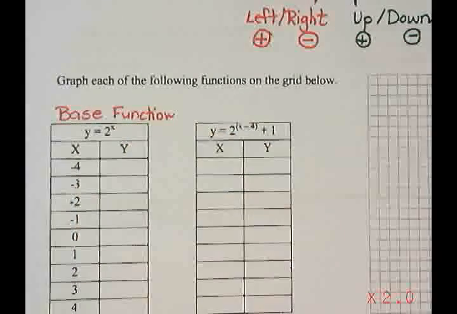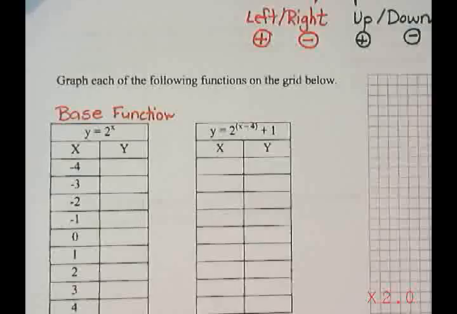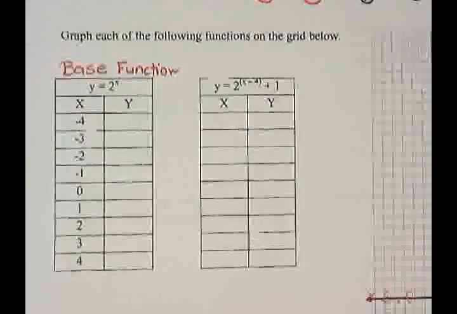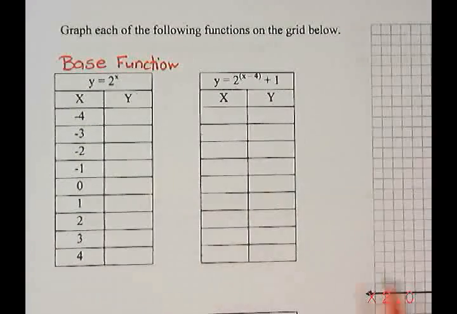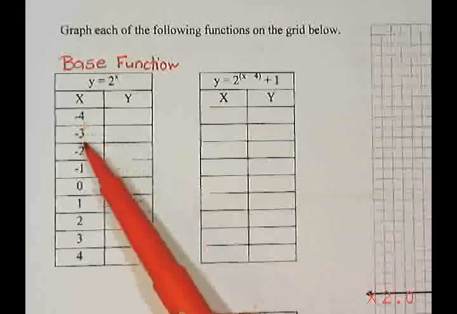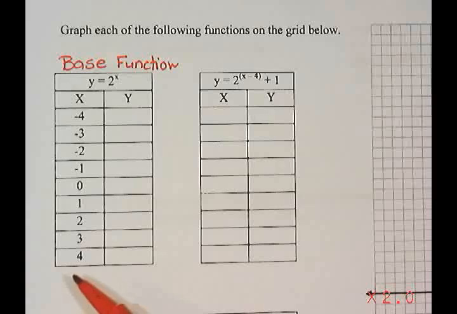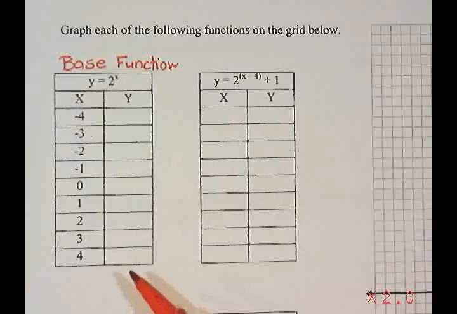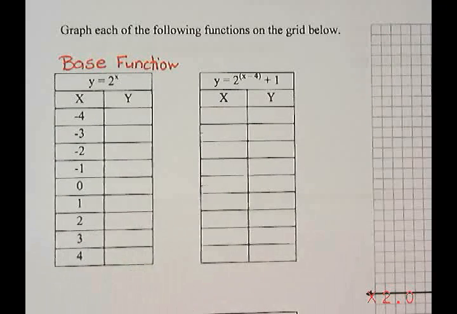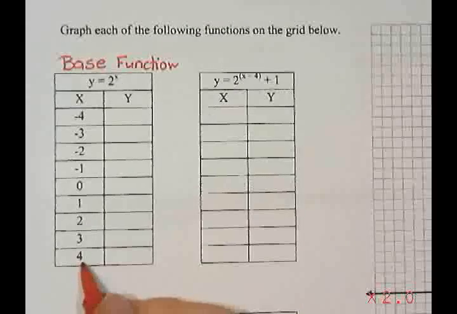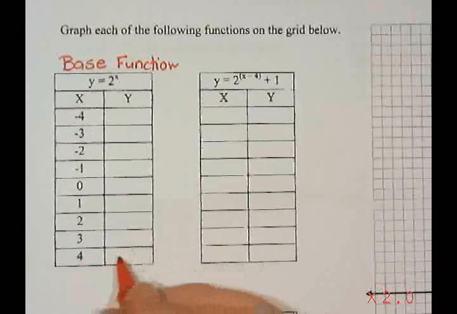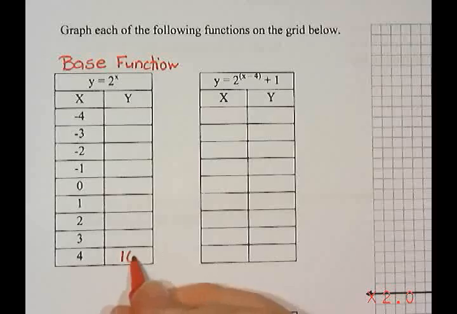Our base function here, 2 to the x, we're going to make a table of values. We've done this before as well. So I'm going to substitute all of these numbers in for x in my equation. And personally, I like to start at the bottom. I find that a little easier. So you can use a calculator or you can just figure it out in your brain. It's up to you. So I'm going to start with 2 to the power of 4. 2 to the power of 4 is 16.